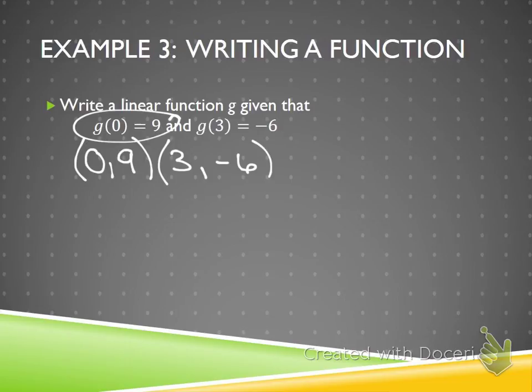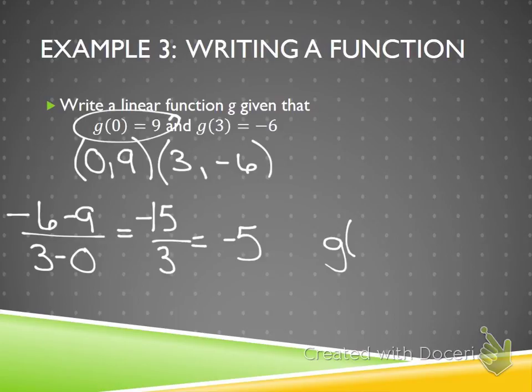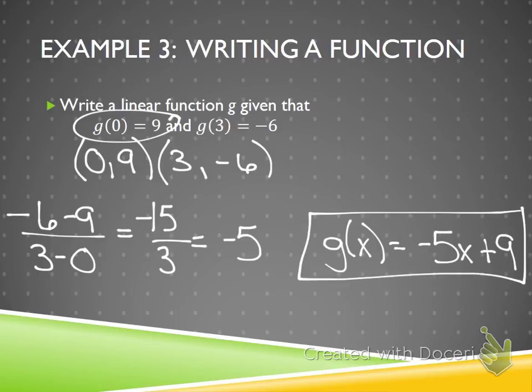And now that I have two sets of ordered pairs, can I use my slope formula to find slope? Yep. All right, go ahead and do it. All right, so our slope, yes, is -5. But remember, I have to write this in function notation form because I had variables of g in here. I'm going to use g of x. G of x equals -5x plus 9.